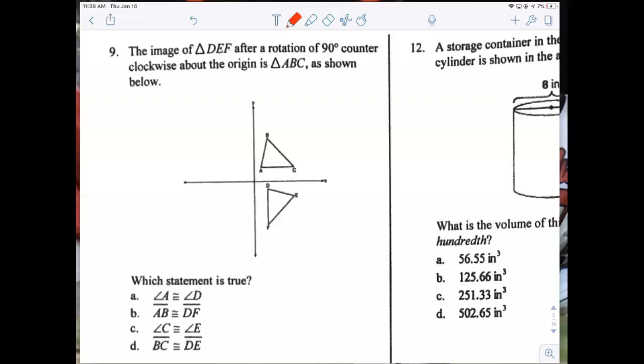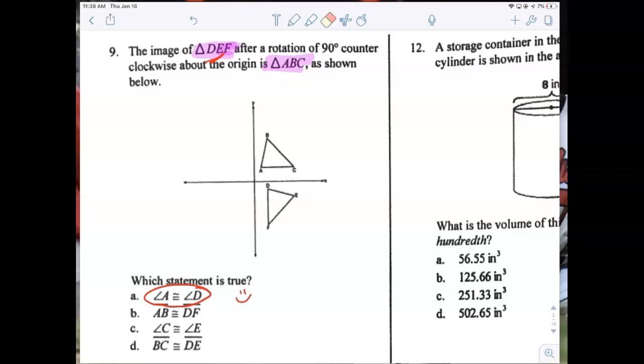Okay, so for number 9, I would actually tell you guys to look at the letters, not so much the pictures, because what we can do is if we look through, angle A is congruent to angle D. If you notice here, A and D are first. Ooh, so that's sort of promising. That might be an answer.